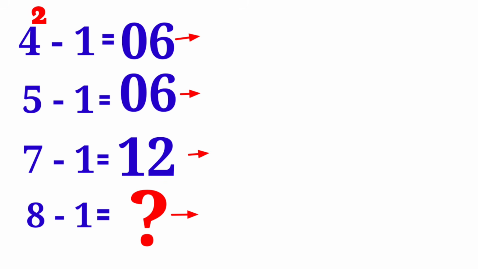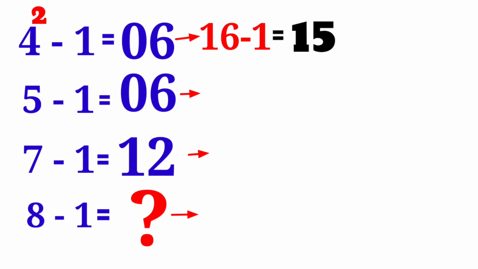In first sequence, square of first term minus 1. Square of 4 is 16. 16 minus 1 is 15.